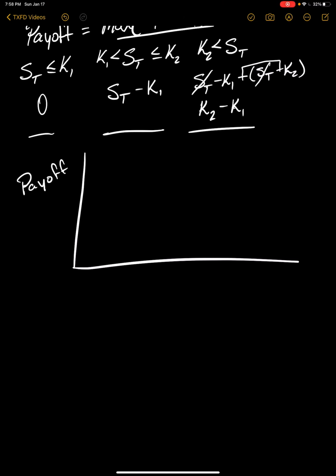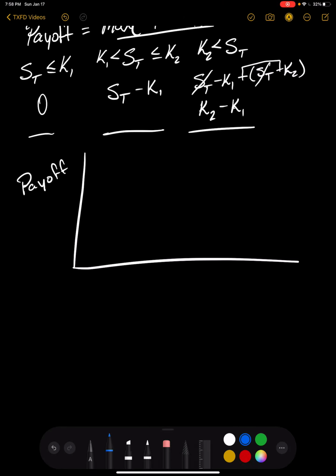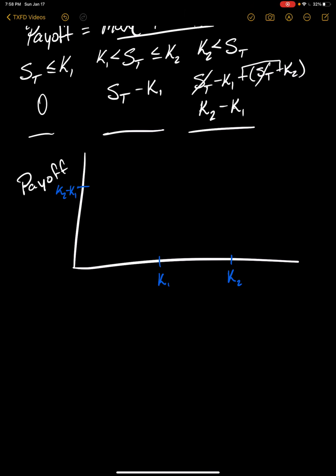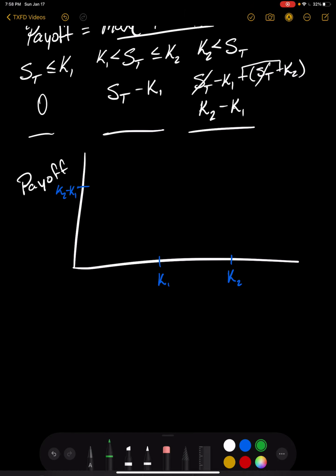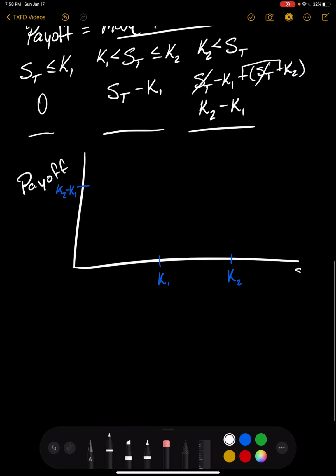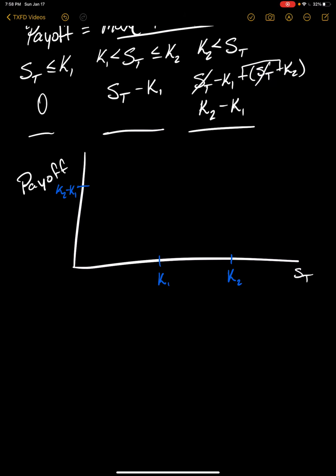And we're going to mark off in blue our strike prices, like we keep our colors the same as we did in the last video. K1 and K2 here, and then up here somewhere is going to be K2 minus K1. And we're going to draw our payoff function in green. Excuse me, this is supposed to be the stock price at time t.